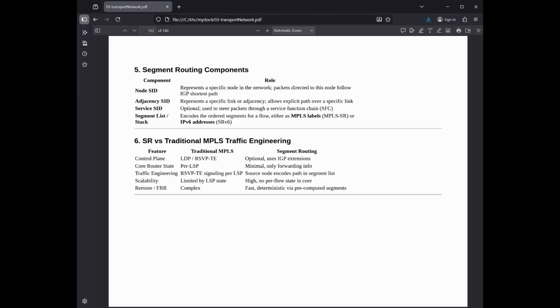Path protection, resiliency. Traditional MPLS-TE uses fast reroute, FRR. It is effective but very difficult to design because you have to manually configure backup tunnels for every primary tunnel.